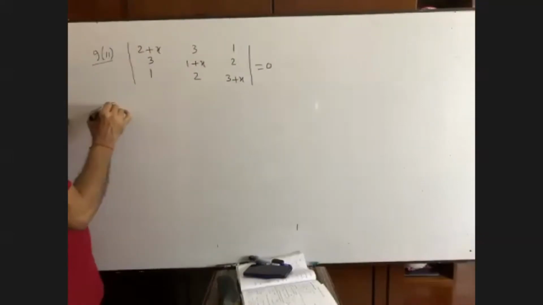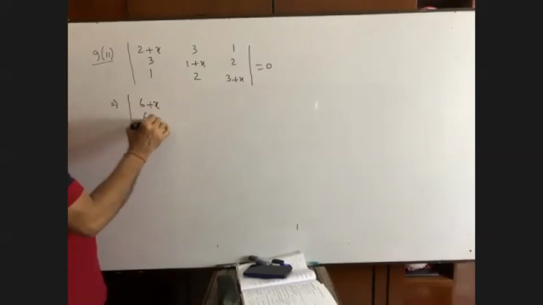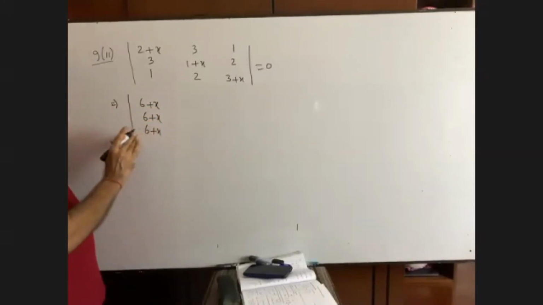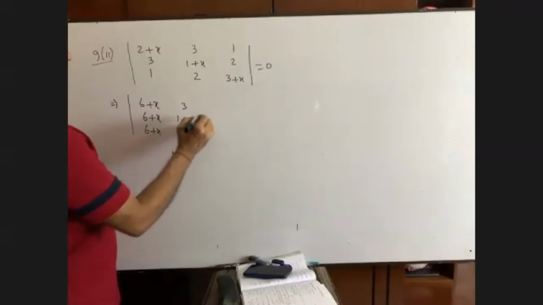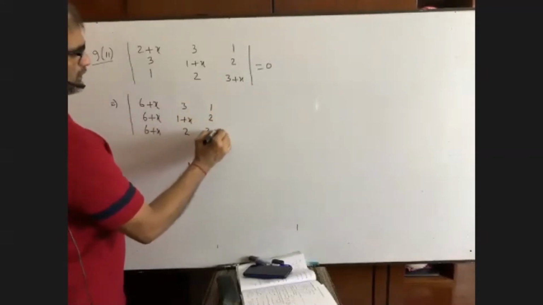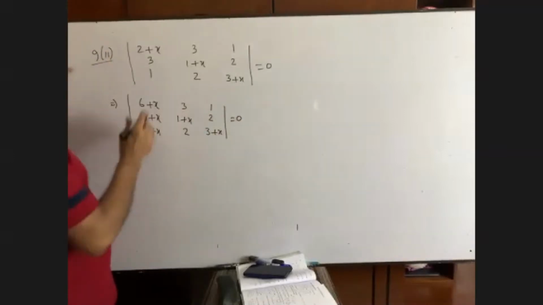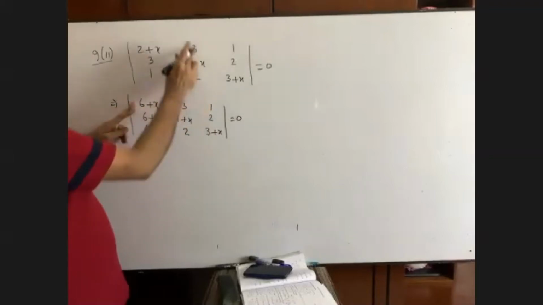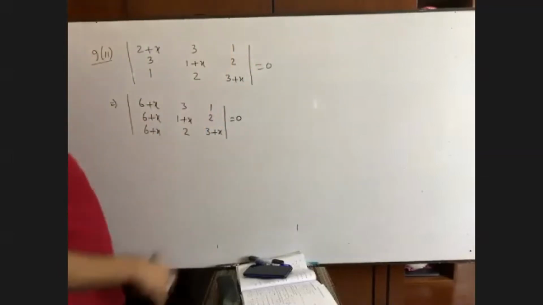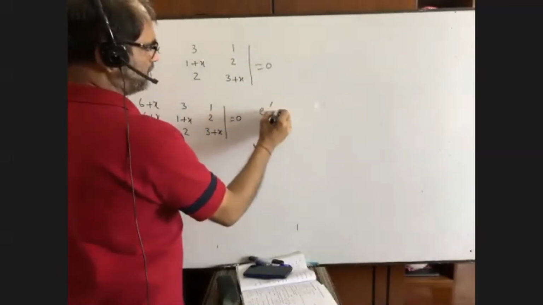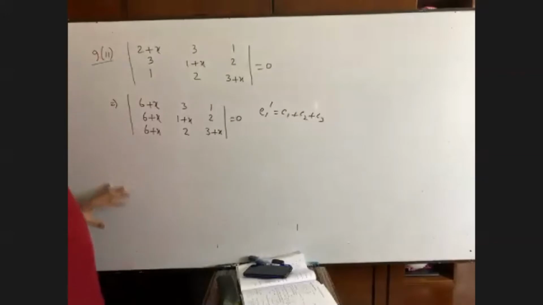So what should be done? You know, we can do like this: 6 plus x. Write down. You can do it by yourself. 6 plus x, right? Then the rest can be kept as it is, 1, 2, 3 plus x. What we have done here? This was found by adding this and this, this and this. That is column. Side by side is column, and up down is row. So column 1 is equal to column 1 plus column 2 plus column 3. Okay.